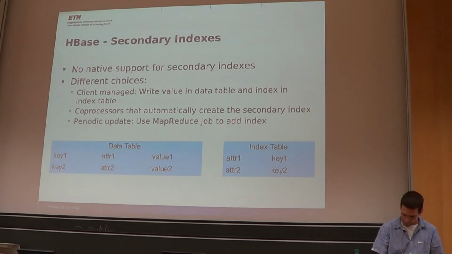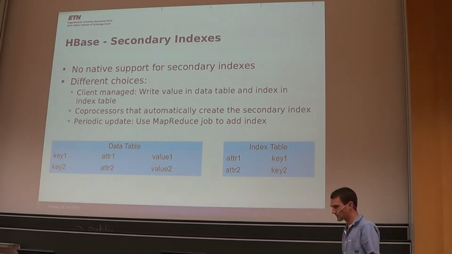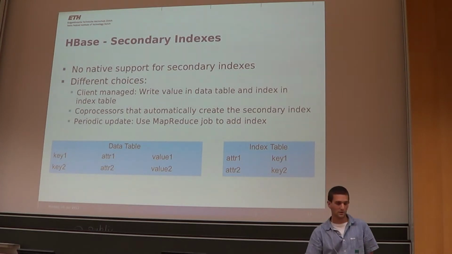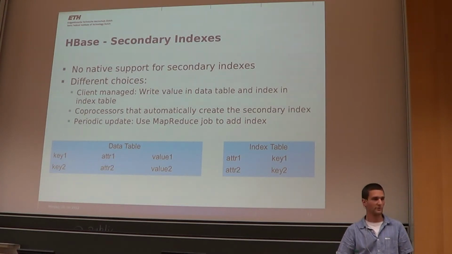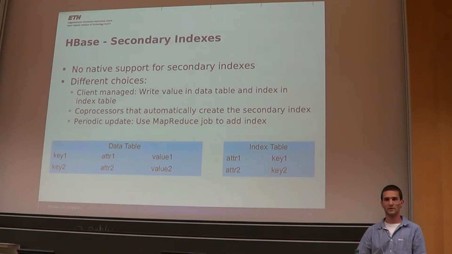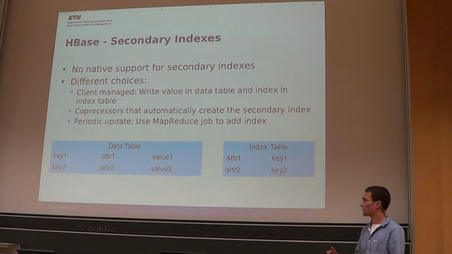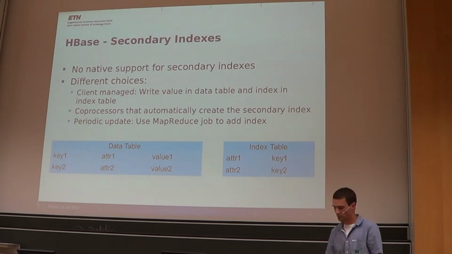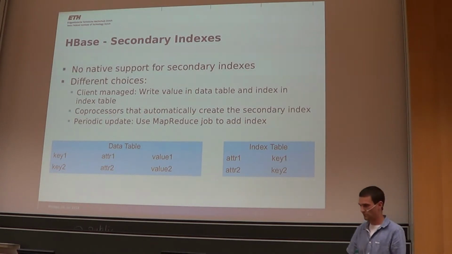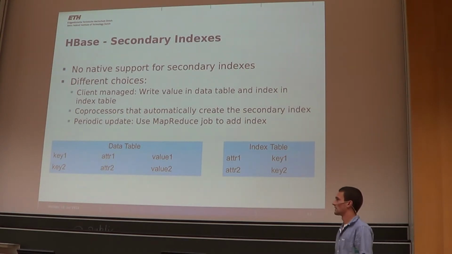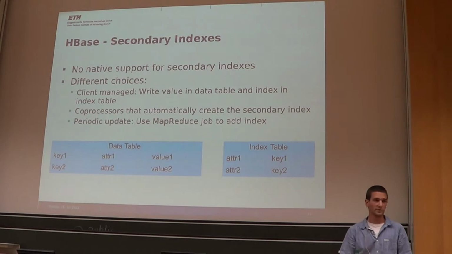Then, as it's a key value store, as long as you know the key, you have really good access times. You can basically instantly access your data. But if you don't know the key, or you, for example, want to query on an attribute, you need some kind of secondary indexes. HBase does not support secondary indexes, so you have to do it by yourself.